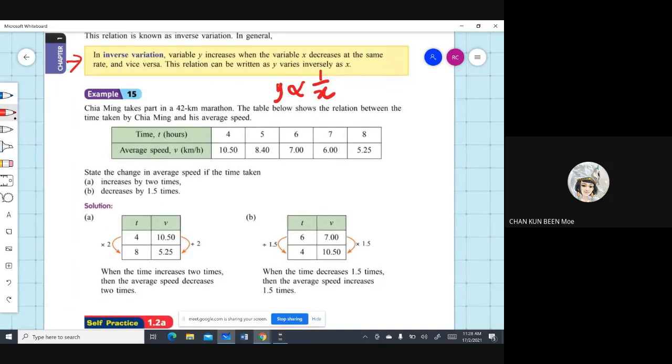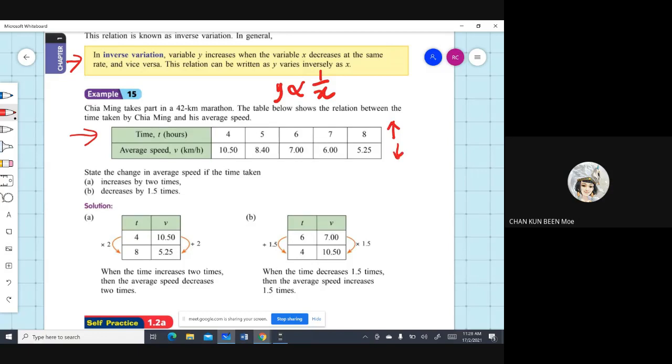Look at example 15. Chiameng takes part in a 42-kilometer marathon. The table below shows the relation between time taken by Chiameng and his average speed. So you can look at the table given here. The time is 4, 5, 6, 7, 8. And the average speed is 10.5, 8.4, 7, 6, and 5.25. If you observe carefully, 4, 5, 6, 7, 8, the value is increasing, right? And because this is inverse variation, therefore the average speed is decreasing, getting less.